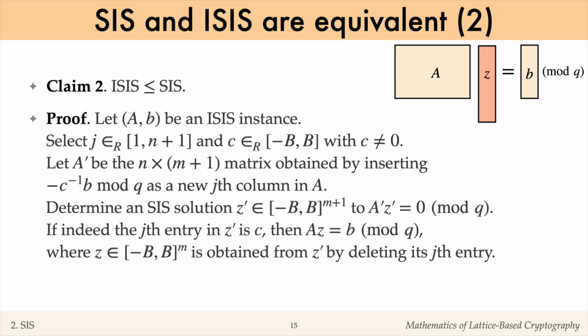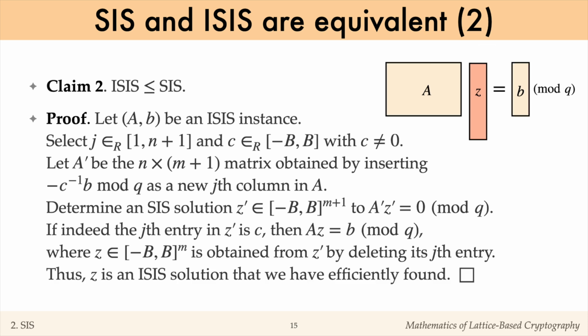Now, if the jth entry of Z prime is indeed C, then we'll define Z to be the length m vector obtained from Z prime by deleting its jth entry. You can check that Z is an ISIS solution, so it's non-zero, has components between -b and b, and satisfies A times Z equals B modulo Q. Thus, we have efficiently found an ISIS solution, not with certainty, but with probability 1 over m times q, and this is non-negligible. This proves that ISIS reduces to SIS. And this establishes the equivalence of SIS and ISIS.